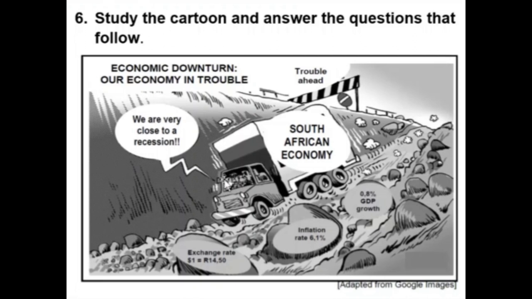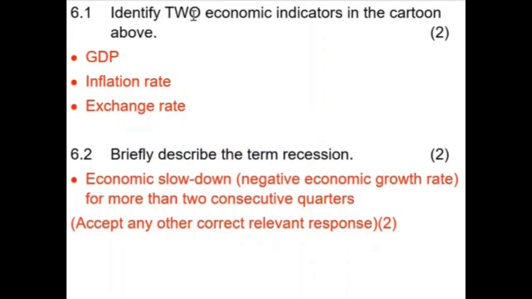And then this little man says, I think it's Zuma, we are very close to a recession. Duh. And then it says, why? Because the exchange rate is 14 rand for a dollar. Inflation is high. It's outside our target of 3 to 6%. And we only have 0.8% growth. Okay. So, identify 2 economic indicators in the cartoon. So can you see they're linking some of the other topics with this?